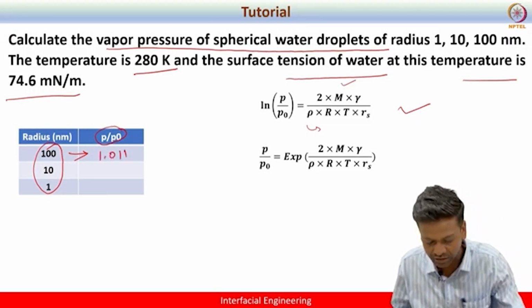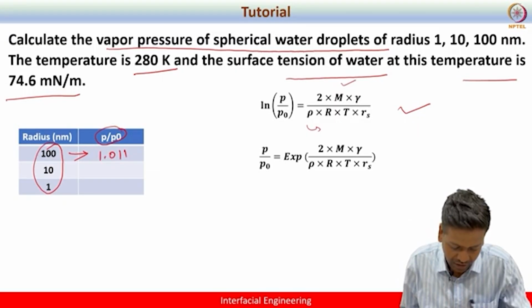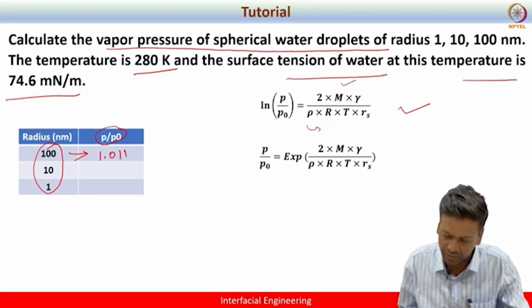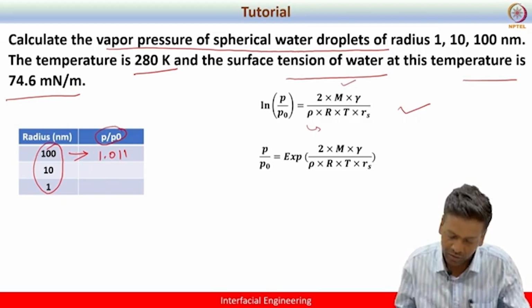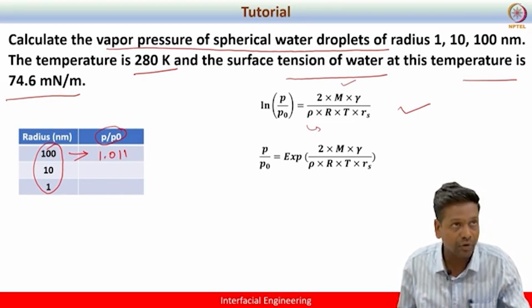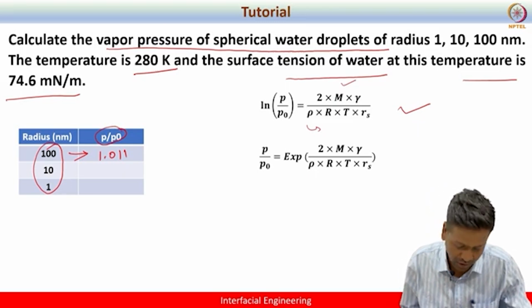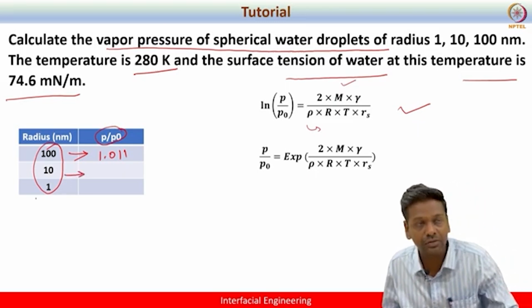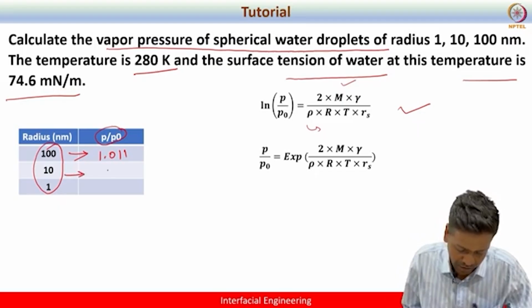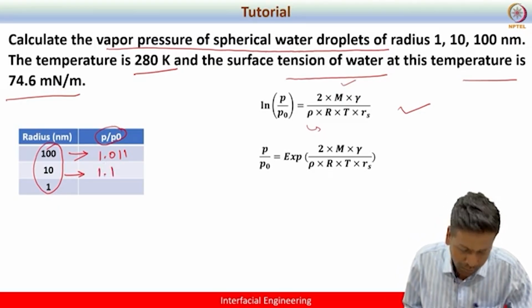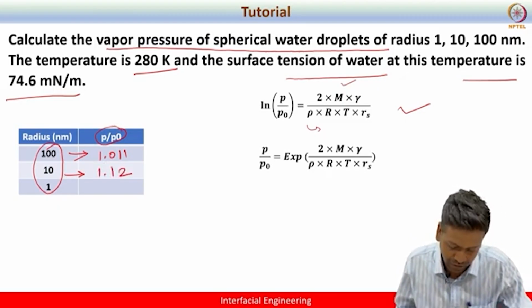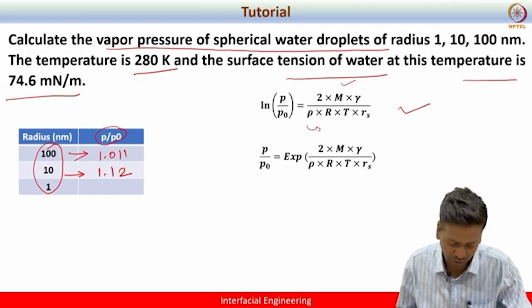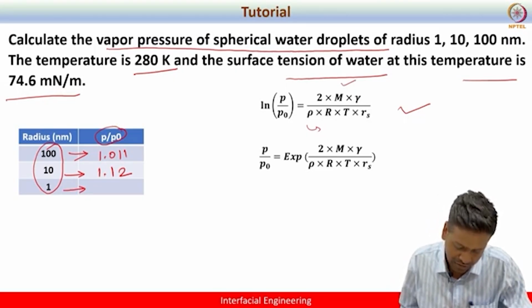Maybe you can verify these answers yourself. So when the 100 nanometer droplet is given, the P by P naught for that case will be 1.011. When the droplet radius is 10 nanometer, then P by P naught will be 1.12, which is one order of magnitude higher than the previous one. And when the droplet radius is 1 nanometer, the P by P naught is 3.16.